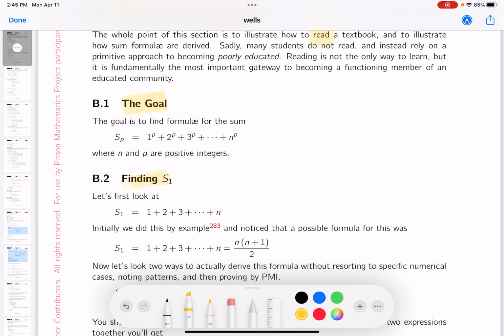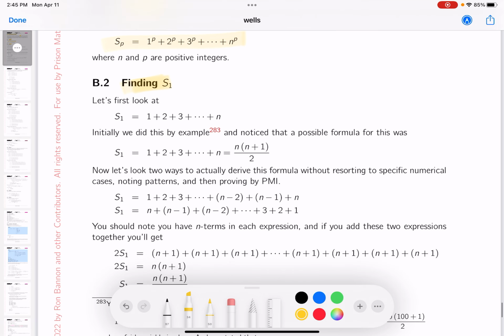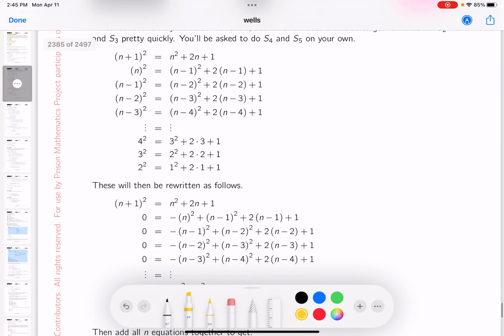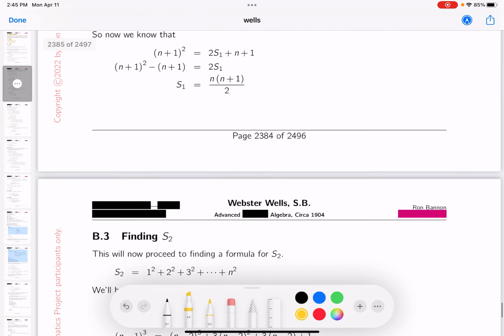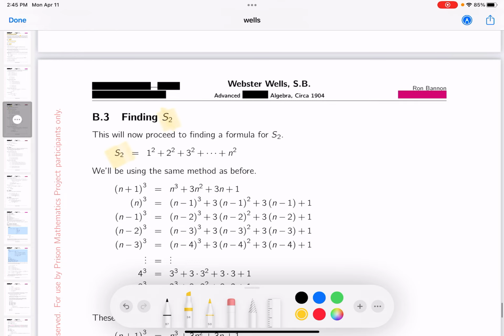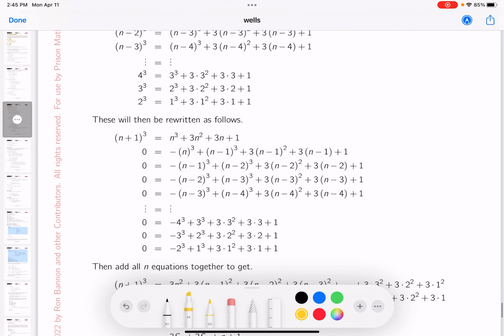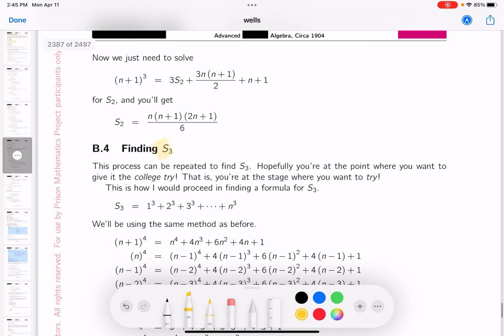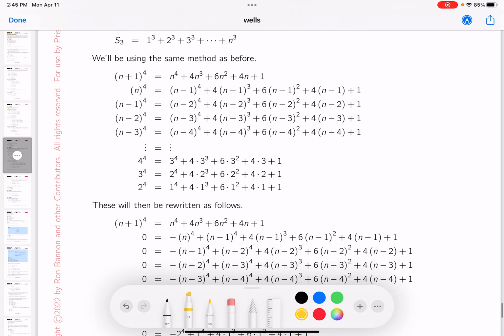The first goal is finding a sum, but I'm going to find S1. I write that down. This is something we've already derived in the text, by the way, and we go through that. You read through that. Then another goal would be finding S2. I go through that, and hopefully you're willing to go through that yourself. Does it take effort? Of course it does. Finding S3, and so on.